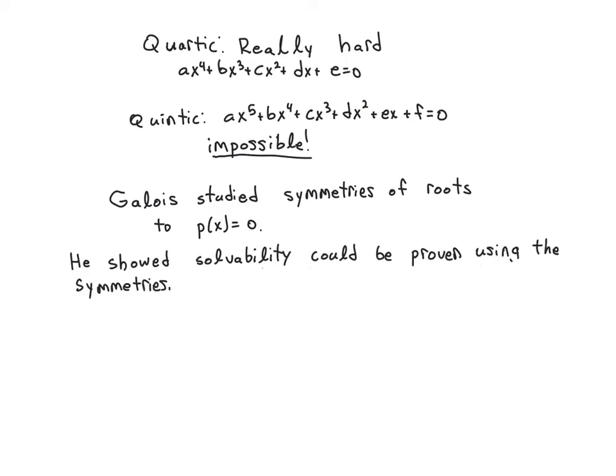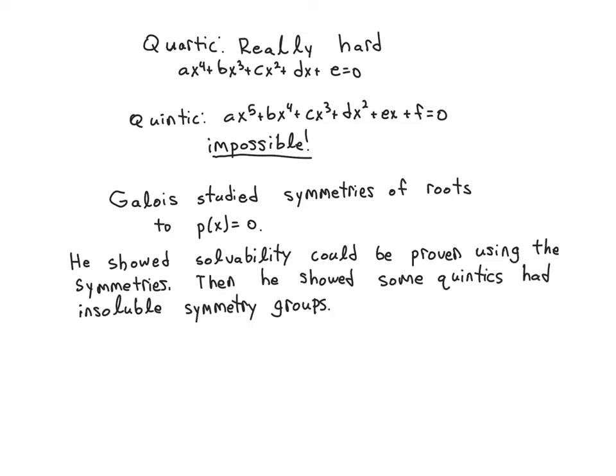And his main idea was that the symmetries of the roots actually had the structure of a group. And he showed that the solvability of this polynomial could be proven using these symmetries. In other words, whether or not the polynomial was solvable was based on whether or not these symmetries had some other property, which oddly enough is now called solvability of the group, which is kind of silly, but well, that's just the way mathematics sometimes works. And so he then showed that some of these quintics had unsolvable symmetry groups, and that completed the proof.